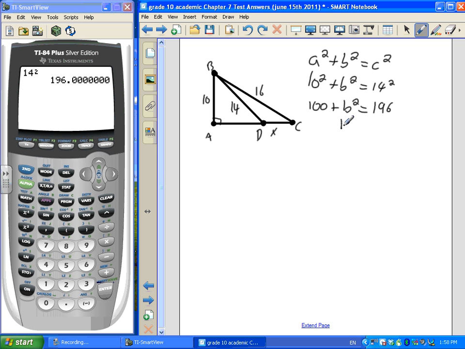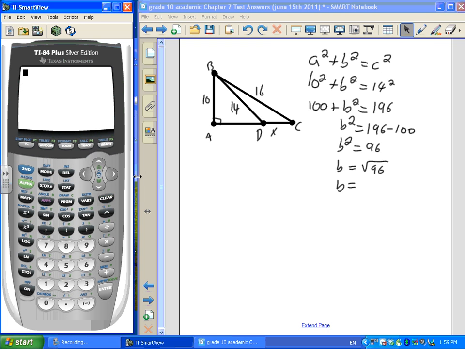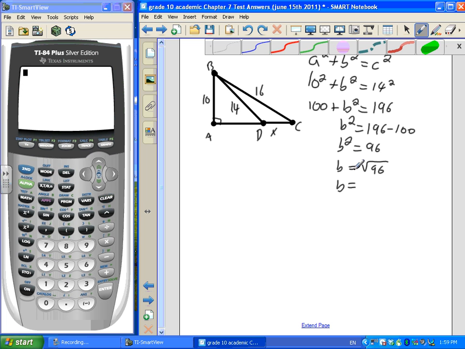We bring 100 to the other side of the equation. It becomes 196 subtract 100. B squared is equal to 96. We find the square root of both sides, and B is equal to 9.798. What that is, I want you to write, is the distance from A to D. So put a little note there, do it in blue. From A to D is 9.79, we'll say.